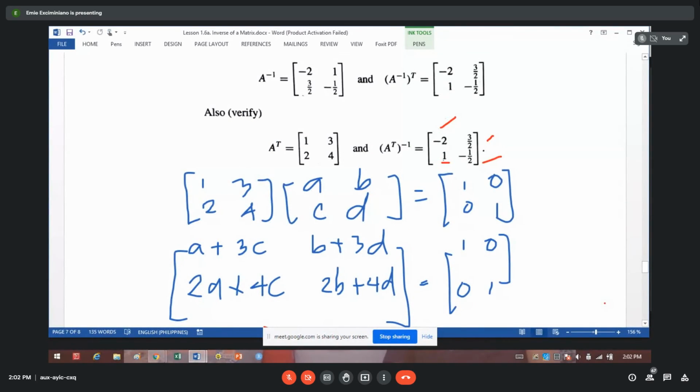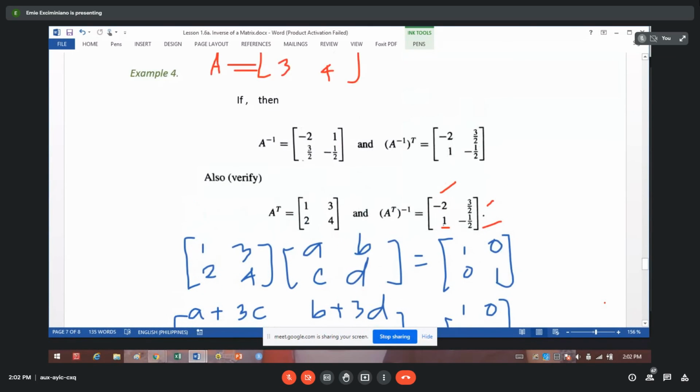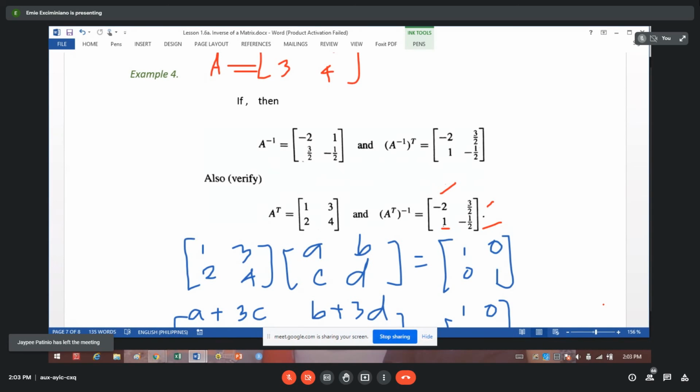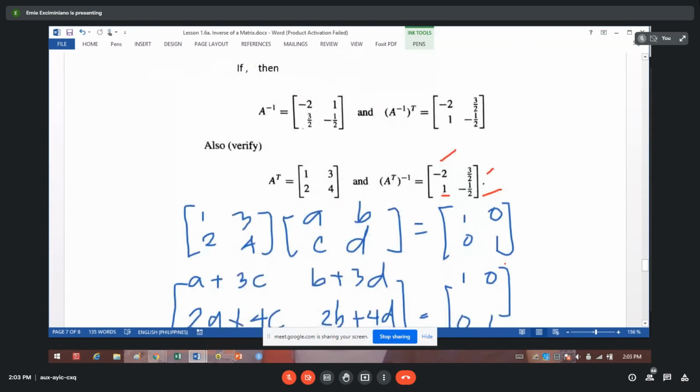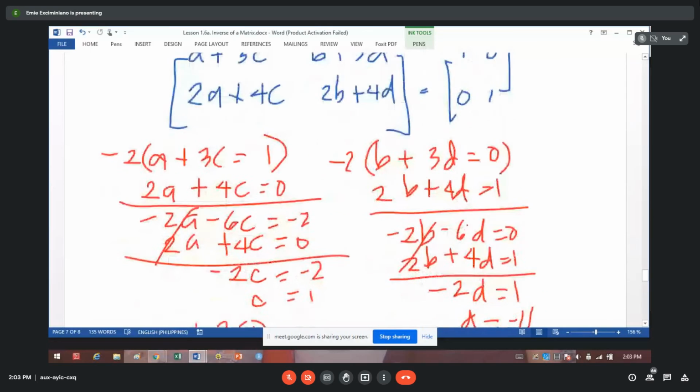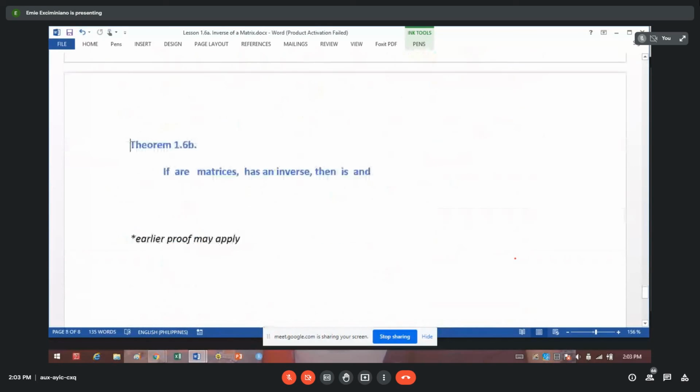Tandaan nyo, A transpose raised to the negative 1, or the inverse of A transpose, is the same as the inverse of A, or the transpose of the inverse of A. Mahirap kasing i-recite. The transpose of the inverse of A is exactly the same as the inverse of the transpose of A. Tandaan niyo yun. Na-solve na natin yon.